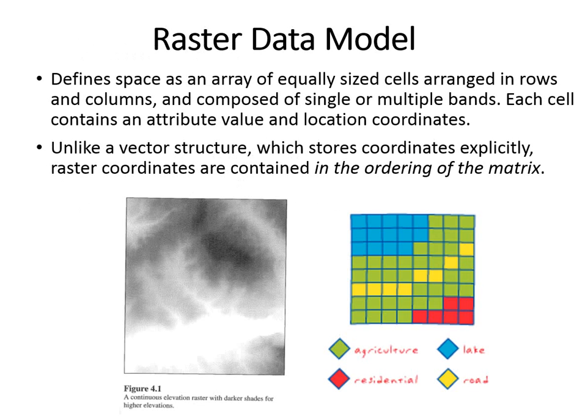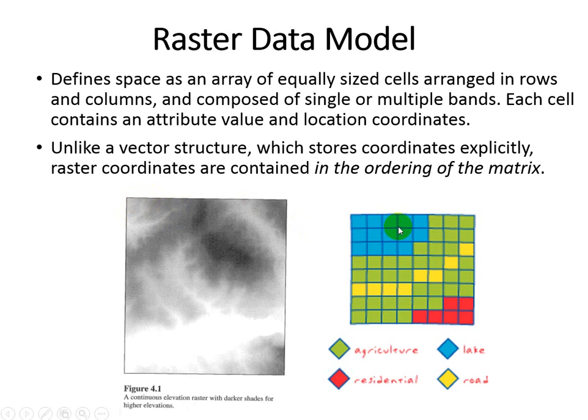So in a raster model, space is defined as this array of equally sized cells. And each cell contains an attribute value and location coordinates. And so over here, this is a continuous elevation raster. Okay, so this is made up of, if we zoomed in here, eventually it would become pixelated. We'd see individual boxes, and each of those boxes would have some kind of a value, and the value would represent elevation.